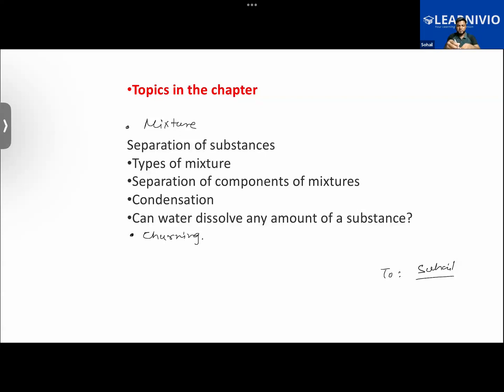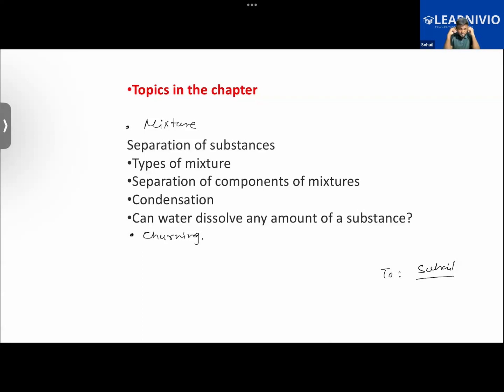The first question which we have, and the first topic which we are going to discuss, is what is mixture. Mixture is basically anything that is made up of two or more different substances. It should be mixed together but not combined chemically. For example, in your pouch you have pencils, erasers, and sharpeners. All of them are mixed, but they're not chemically combined.